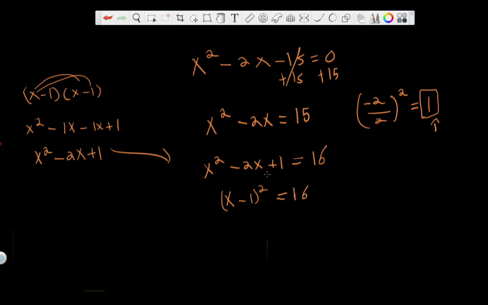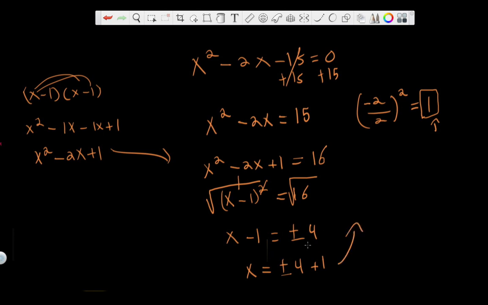So now we're directly back to the format that we initially wanted to get to. So now we can simply take the square root of both sides, and we're left with x minus 1 is equal to plus or minus the square root of 16, which is 4. So x is equal to plus or minus 4 plus 1. And this is actually two answers, right? The first answer is plus 4 plus 1, which is x equals 5. The second answer is negative 4 plus 1, which is x equals negative 3.